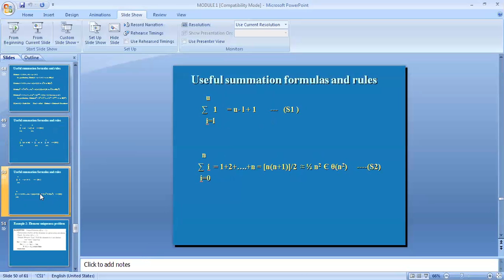The summation of 1 for i from 1 to u is equal to u minus 1 plus 1, that means u times. The summation of i equal to 1 plus 2 up to n is n times n plus 1 divided by 2, which is approximately equal to one half n squared, which belongs to theta of n squared.